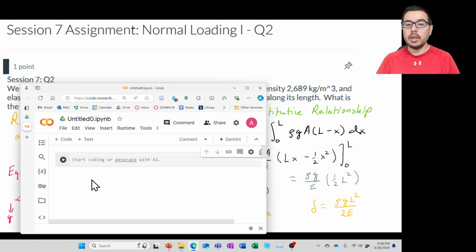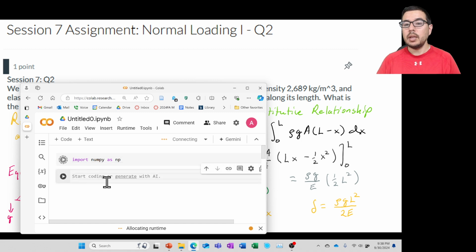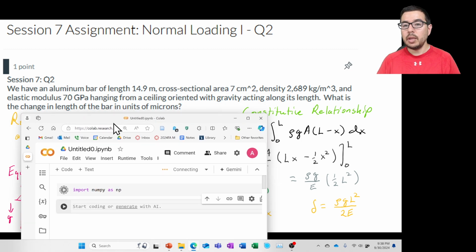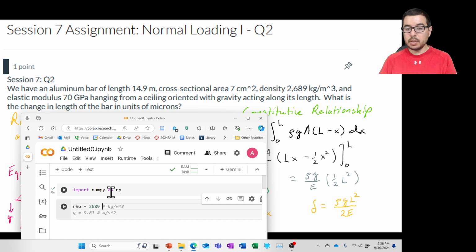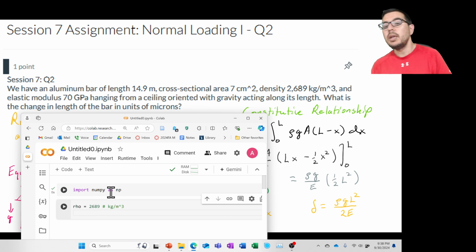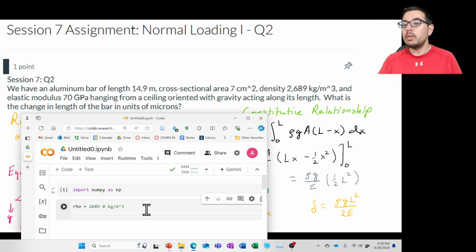So we'll do import numpy as np, and we'll go ahead and write out some parameters. So we have a rho, which was given as 2689 kilograms per meter cubed. It's even there. Wow, okay, maybe it remembered, because it's a unique number, I guess. It's been a while though since I've run this in Colab. So 2689 kilograms per meter cubed.